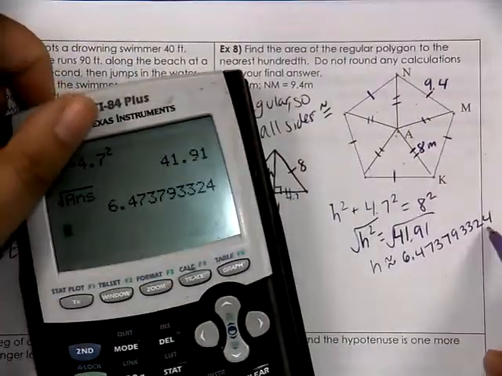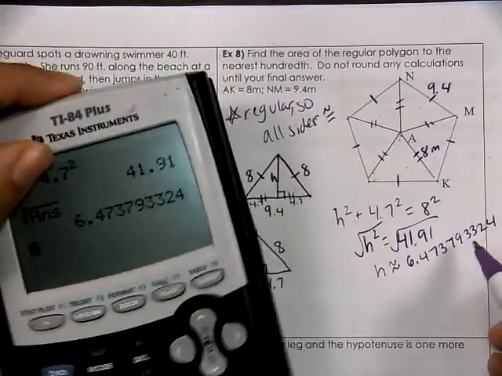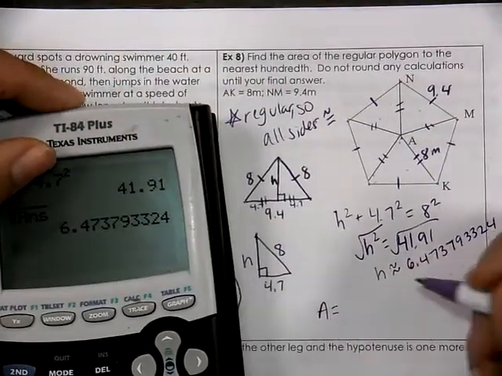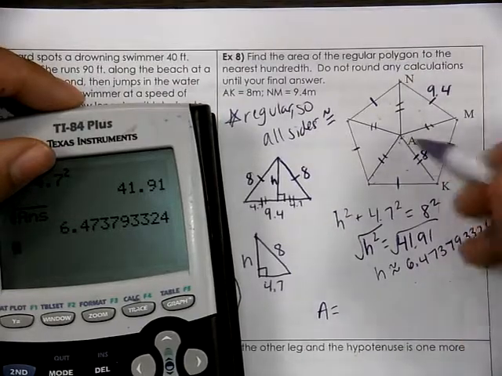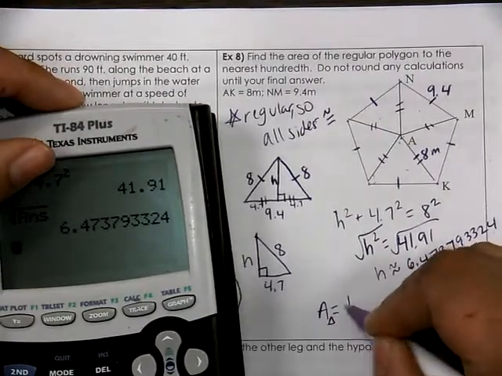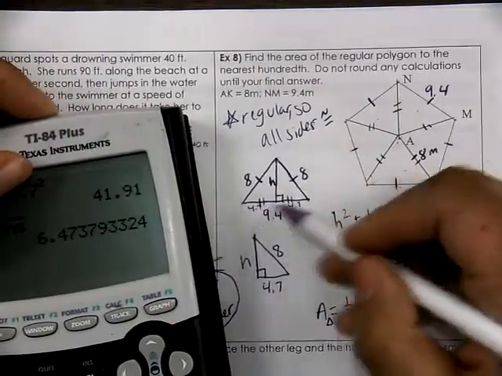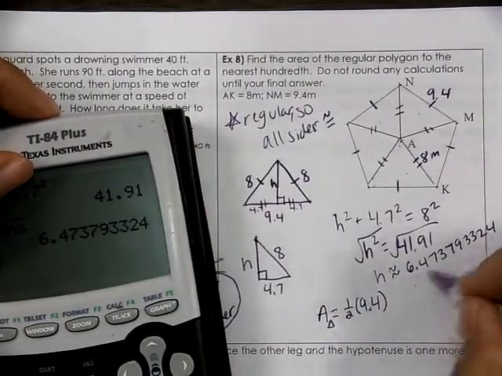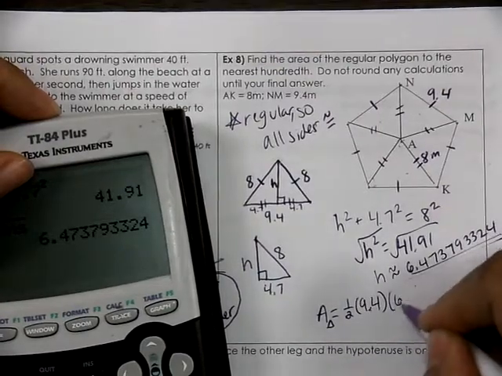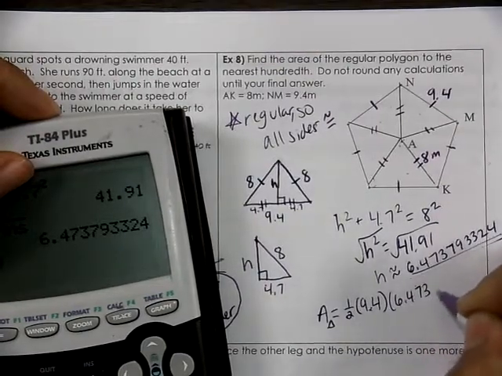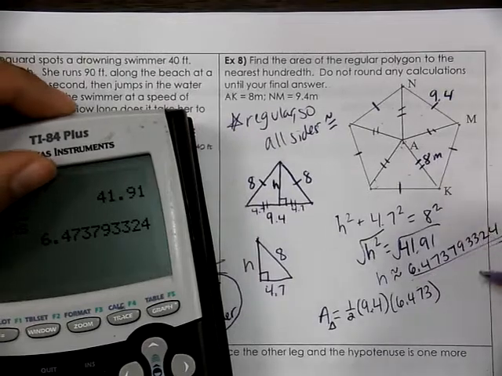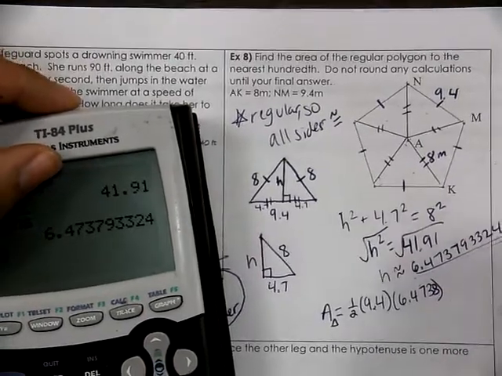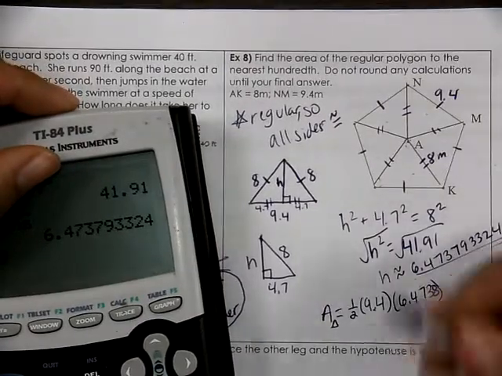So if this is what I have so far for my h, I'm going to use that in my formula for the area of a triangle. So the area of any of these triangles would be 1/2. The base of the entire triangle is 9.4. The height, I just found this answer, so it'd be 6.473, and so on. I'm not going to write the whole thing, 4738, let's say, but it's better not to round it officially.